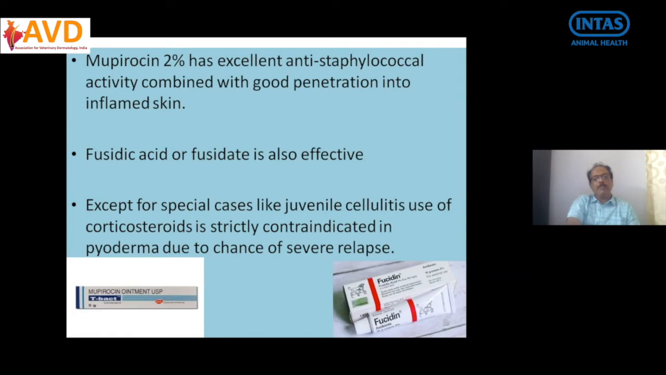Then mupirocin is an excellent anti-staphylococcal compound that can be used externally and is very good in penetrating to inflamed skin. Mupirocin ointments are available in various trade names. And fusidic acid or fusidate is also very effective. That can also be tried.